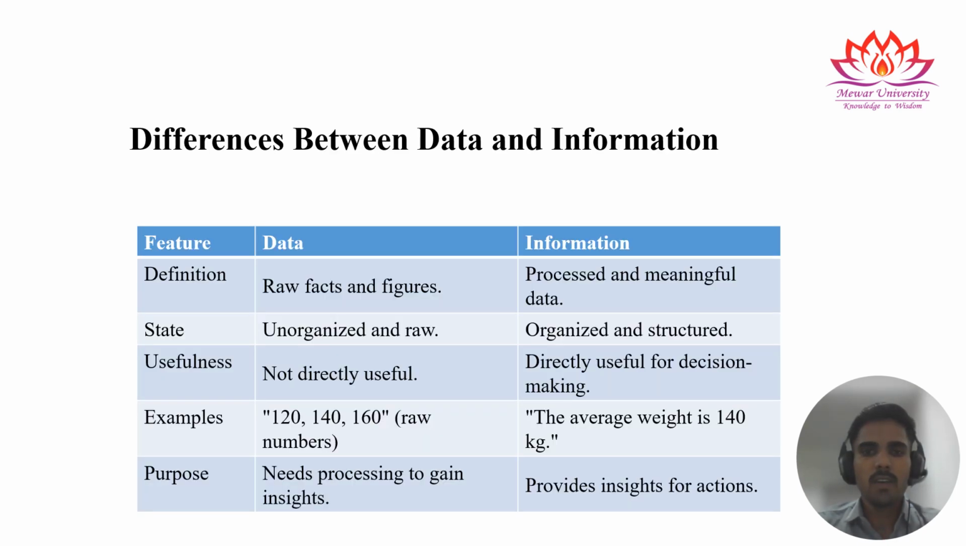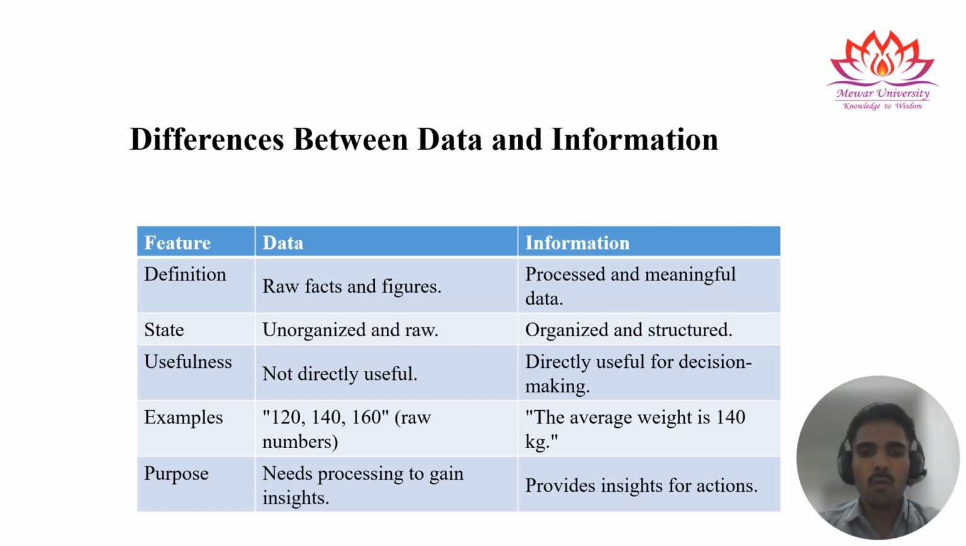Now, the difference between data and information. Definition: data is raw facts and figures; information is processed and meaningful data. Data is unorganized and raw; information is organized and structured. On usefulness, data is not directly useful because it is raw, while information is directly useful for decision making because it is in a meaningful and structured format.